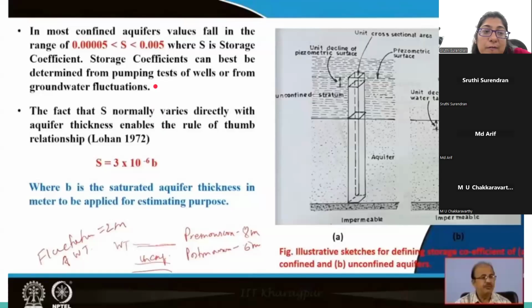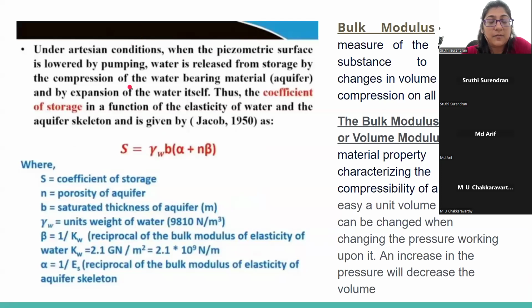Now, storage coefficient is determined using tests like pumping tests and groundwater fluctuations. In confined aquifers, we know that they are at a high pressure. It's not at atmospheric pressure; it is at a pressure higher than atmospheric pressure. If the pressure is really high, there is a condition called the artesian condition, where if a tube well is drilled into a confined aquifer, the water is going to flow out as a result of excess pressure.